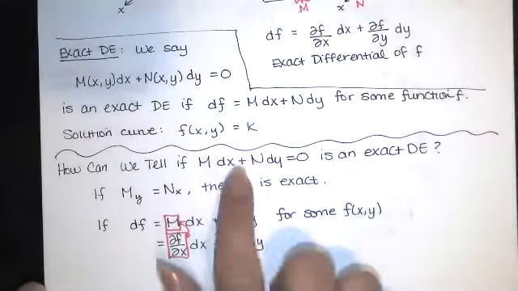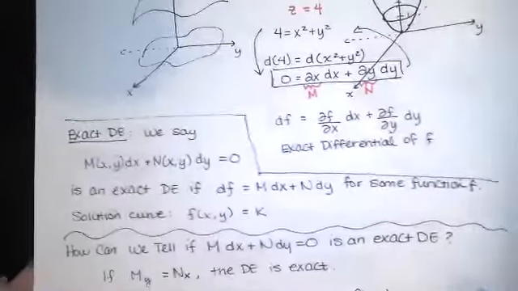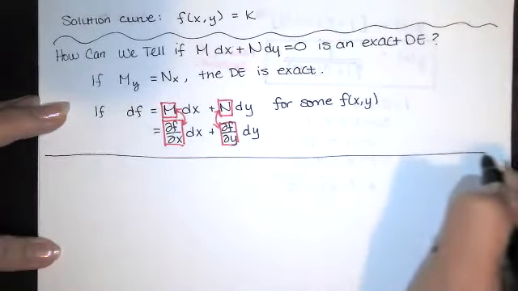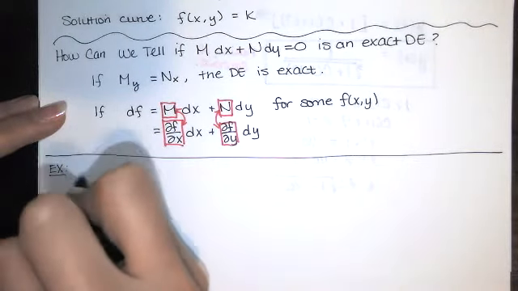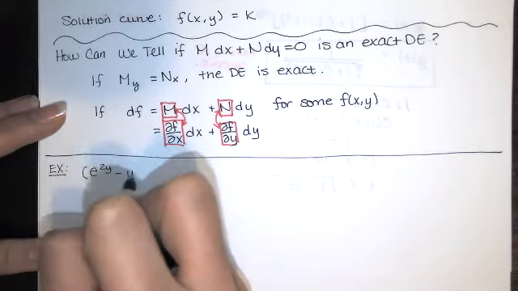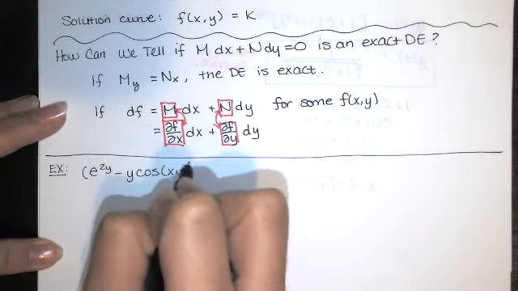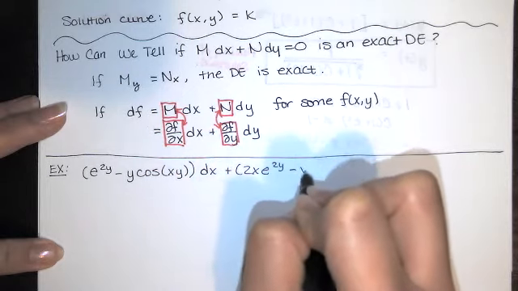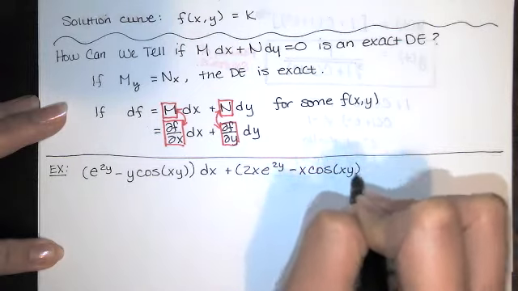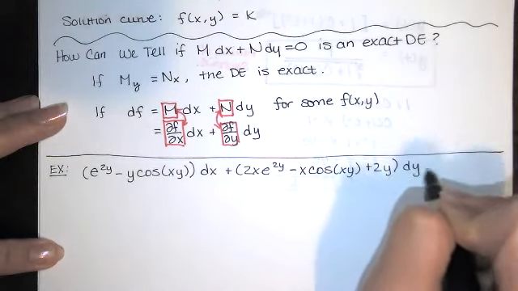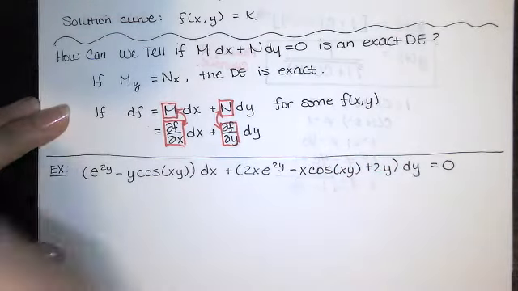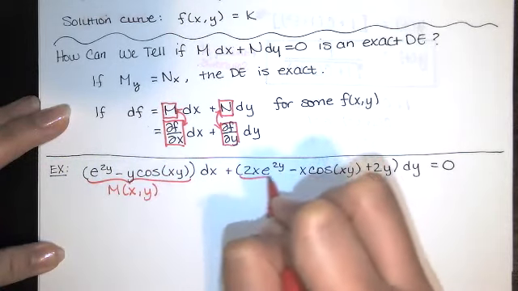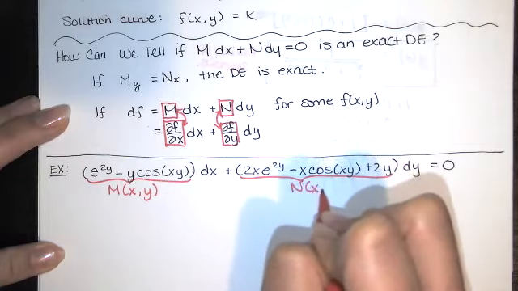If I want to determine if it's exact, I need to identify M and N, and then check those two partial derivatives. So I've got e to the 2y minus y times cosine of xy, and then I've got all this over here. This one's got a lot going on, doesn't it? The function multiplying dx, we're going to call that M of x, y. The function multiplying dy, we're going to call that N of x, y.